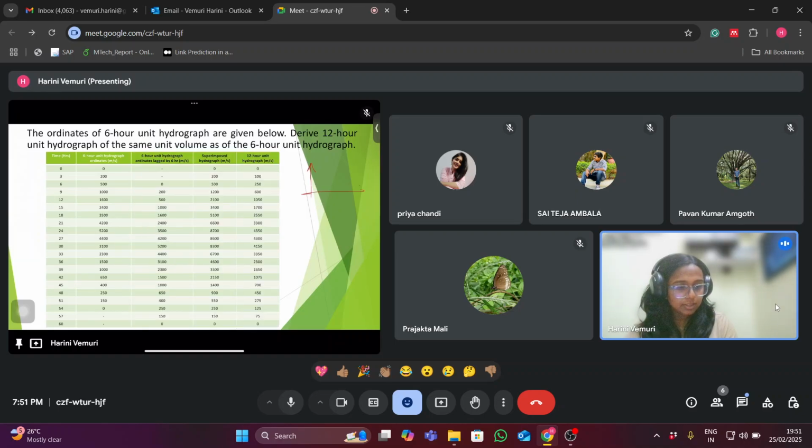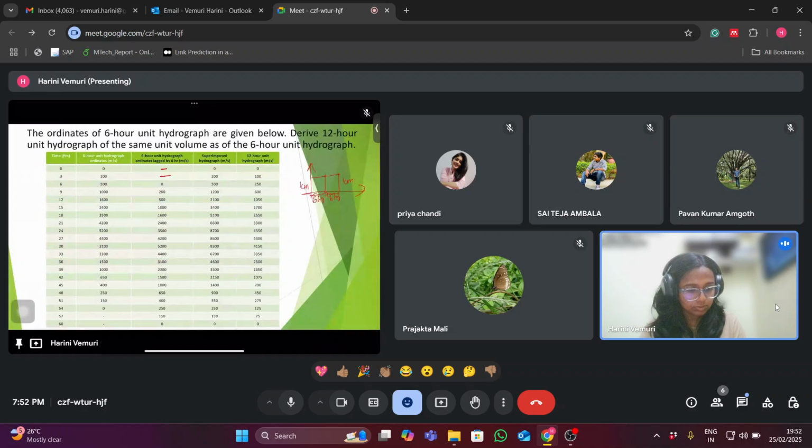So that means in the 6-hour unit hydrograph, we are seeing 1 centimeter of rainfall occurred. And in the next 6 hours also, we are saying the same 1 centimeter of rainfall has occurred. Okay. That means if we have unit hydrograph ordinates, we will just lag the ordinate values by 6 hours. So there won't be any values at 0th hour and 3rd hour.